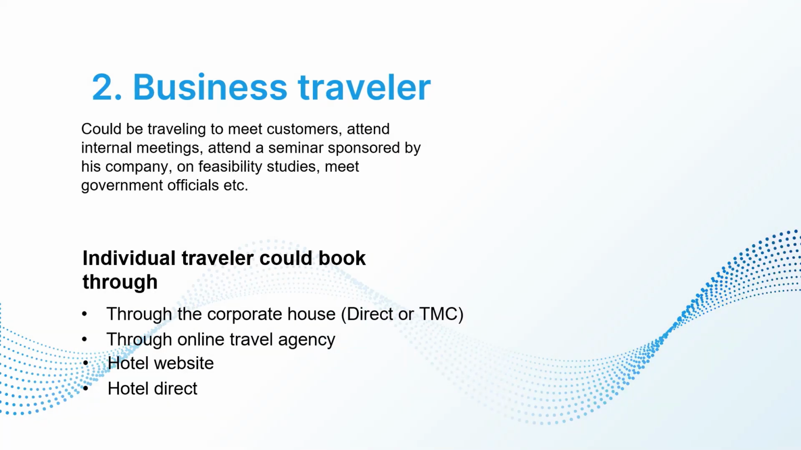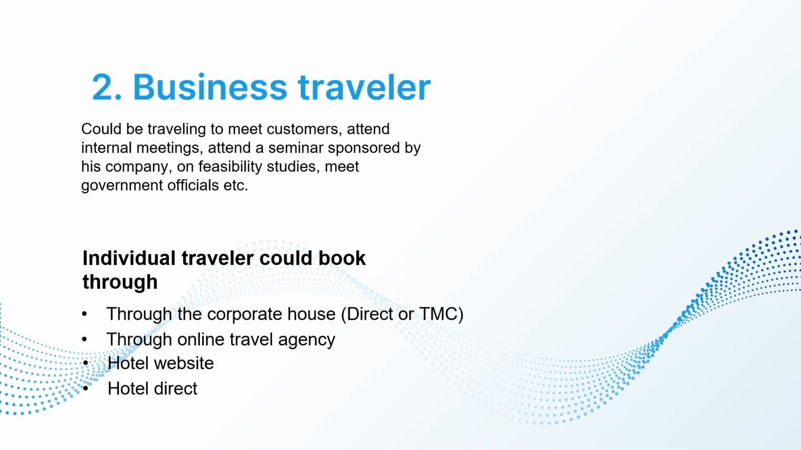Next, we look at an individual business traveler. They could be traveling to meet customers, attend internal meetings, attend a seminar organized or sponsored by their company, do feasibility studies, meet government officials, etc. They could book through the corporate house directly, through their secretary or an in-house travel facilitation desk, or a TMC. A TMC, or travel management company, is the one who handles the travel requirements of large corporates who deal with a huge volume of travel. Such companies could be CWT, Amex, etc.